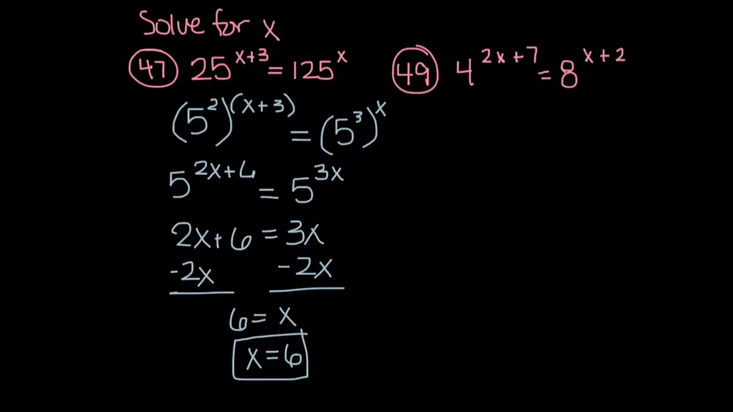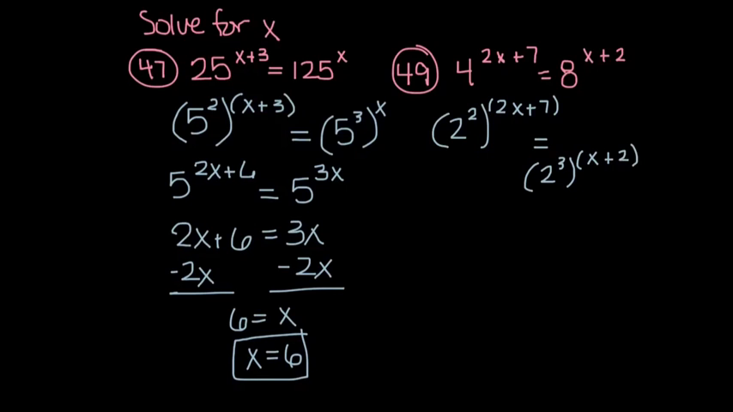For number 49, my bases are 4 and 8. Both of those can be rewritten as powers of 2. So instead of saying 4 to the 2x plus 7 power, I will say 2 squared to the 2x plus 7 power. I'm going to set that equal to, instead of saying 8 to the x plus 2 power, I will say 2 cubed to the x plus 2 power.